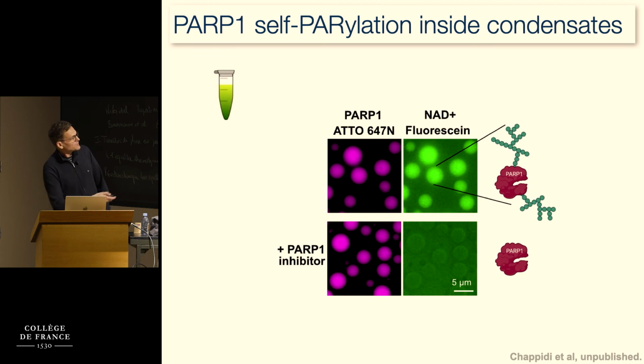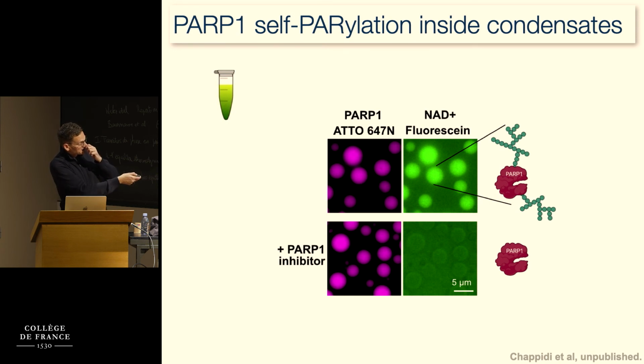And for this, we used NAD plus fluorescein, which, of course, now you can see the polymers forming because now you have a green label on it. So these are our PAR polymerase condensates. And you can see that when we add NAD fluorescein, the PAR chains are added inside the condensate. So really, the PARylation is happening inside the condensate. So we have an active condensate here where the PAR polymerase modifies itself with these chains.